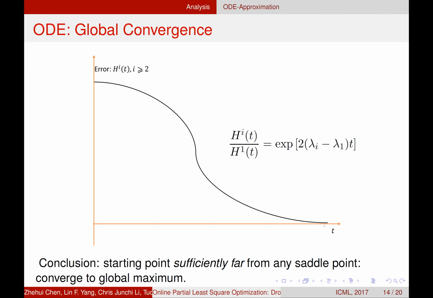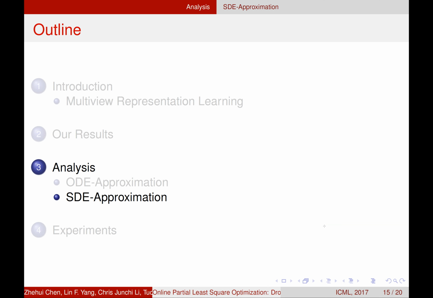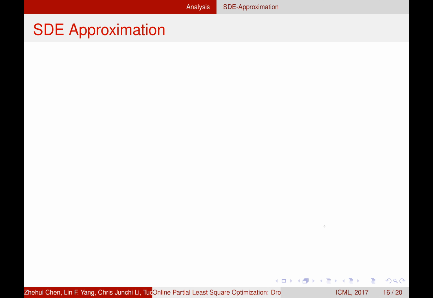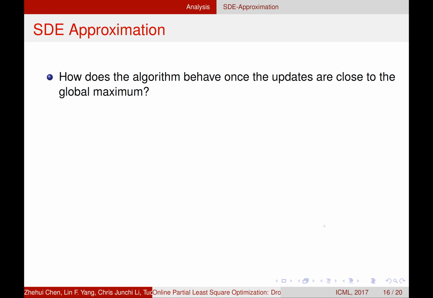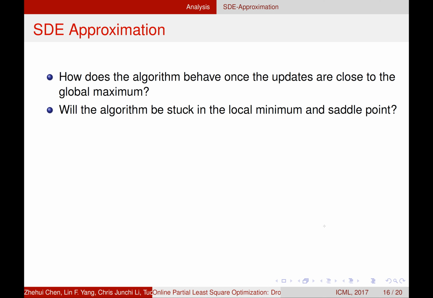Okay. So then we have the ODE that characterizes the convergence of our algorithm. Then we raise two questions. First of all, how does the algorithm behave once the updates are close enough to the global maximum? The second one, will the algorithm be stuck in the local minimum and the saddle point, right? To answer this question, we need to zoom in on the local regions by rescaling the time variable.